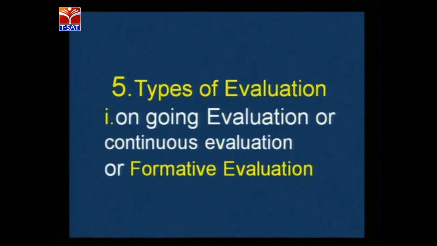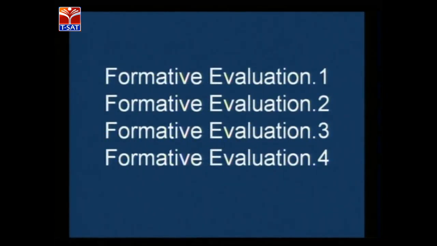Now, ongoing evaluation, or continuous evaluation, or formative evaluation. Formative evaluation is a continuous process. As I told you, we have 4: formative evaluation 1, formative evaluation 2, formative evaluation 3, formative evaluation 4. The first one is in the month of July, then we have one in August or September, and formative evaluation 3 and formative evaluation 4 are in later months.